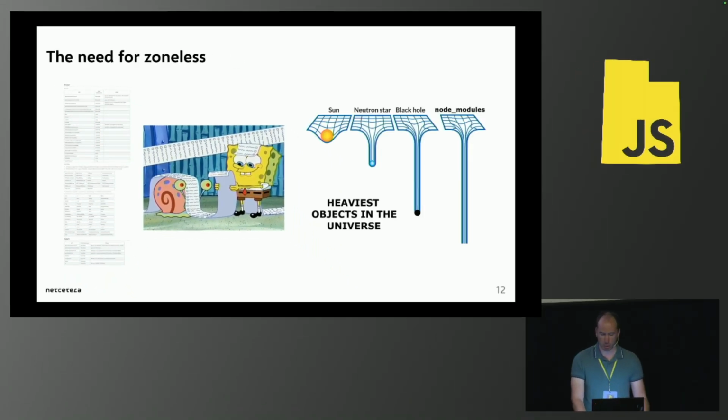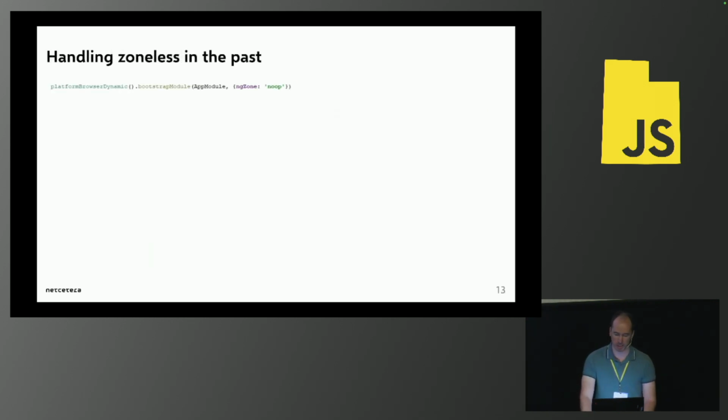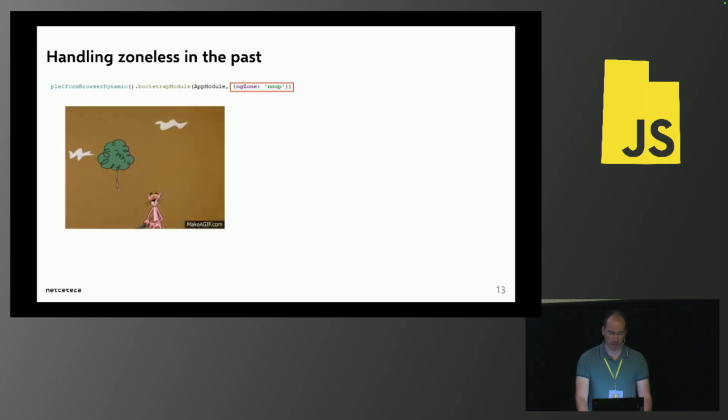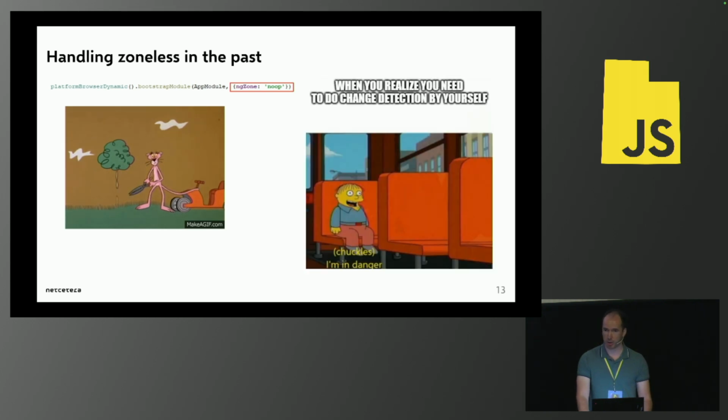And that's why Zone.js itself was identified even a couple of years ago as one of the heaviest things, and it would be good to get rid of it. And in the good old days of modules, getting rid of Zone.js would be as simple as putting ng-zone noop. But the problem with this is that when you get rid of Zone.js, you need to do the change detection yourself.